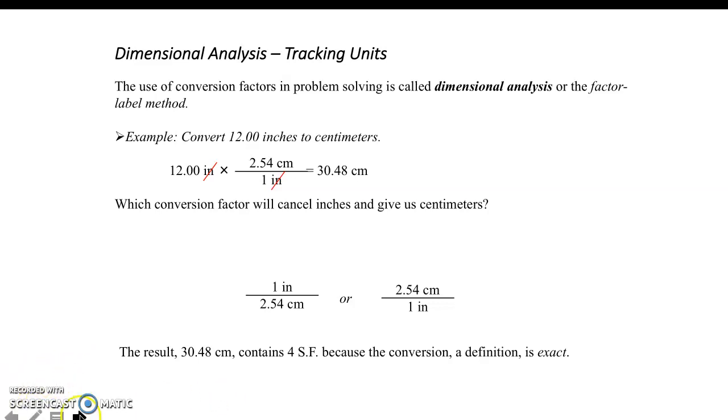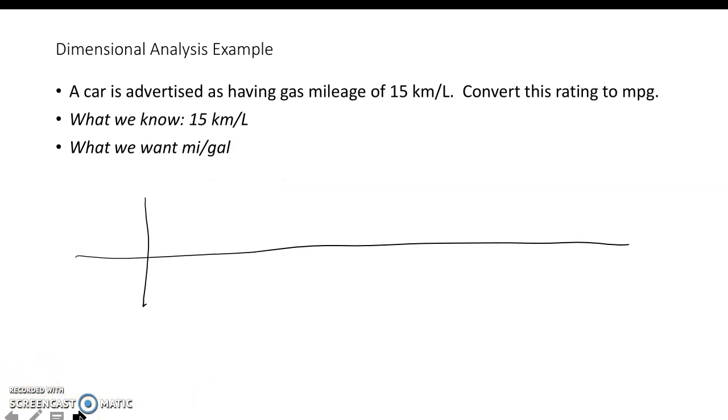Okay, so we're going to look at a slightly different way to write dimensional analysis, and I have done this with a pen on a computer, so it's not very neat and it kind of looks like kindergarten work, but I think you can get the hang of it. And this is a case where you have a car advertised as having gas mileage of 15 kilometers per liter, and you know, being Americans, we only know miles per gallon, so we want to convert it to miles per gallon. And I like to actually write out what we know and what we want to know, just to help guide what I'm doing.